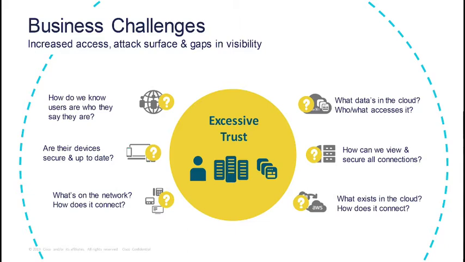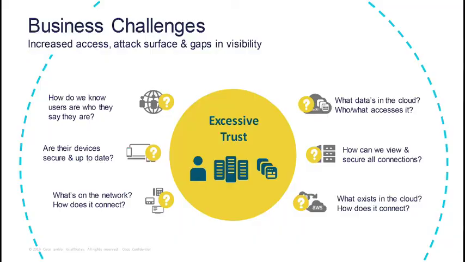What this means is that there are new business challenges with these changes: an increased attack surface, increased access, and gaps in visibility. And customers are trying to answer questions within their environment. Like, how do we know users are who they say they are? How can we make sure that devices are up to date and secure? How do we know what's on the network and what's connected? What data is in the cloud and who and what has access to it? How can we view and secure all connections? And what exists in the cloud and how does it connect?